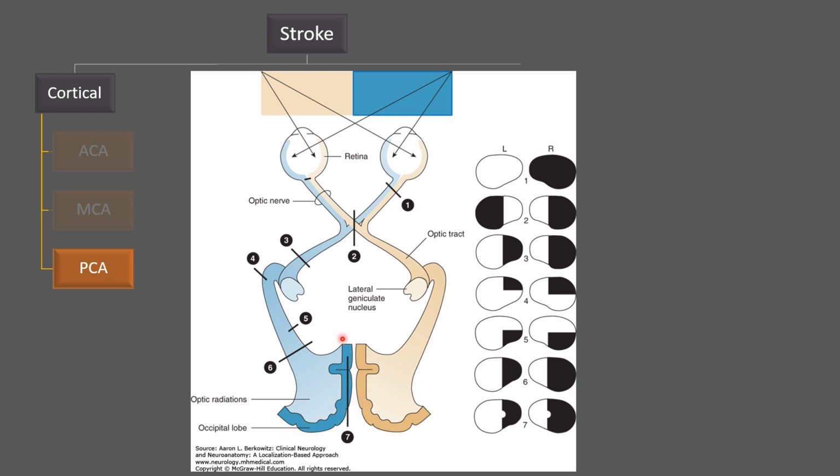So interruption at this level will damage this transmission, and the patient will present with contralateral homonymous hemianopsia. If the lesion is in the left side, the patient will not be able to see the right visual field, while if it's in the right side, the patient will not be able to see the left visual field.